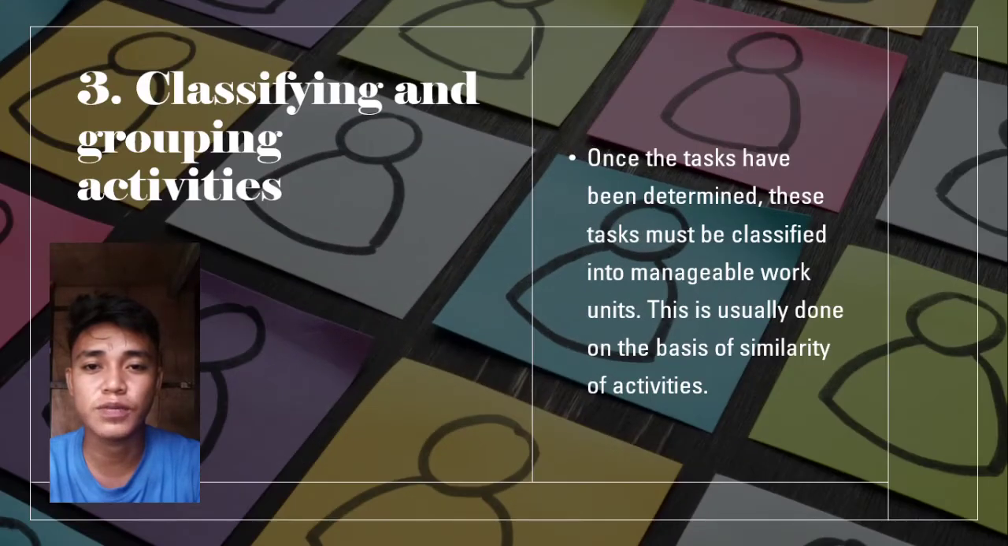3. Classifying and grouping activities. Once the tasks have been determined, these tasks must be classified into manageable work units. This is usually done on the basis of similarity of activities. For example, in a manufacturing organization, the activities may be classified into production, marketing, finance, research, and development.